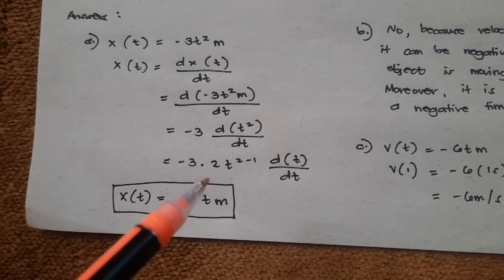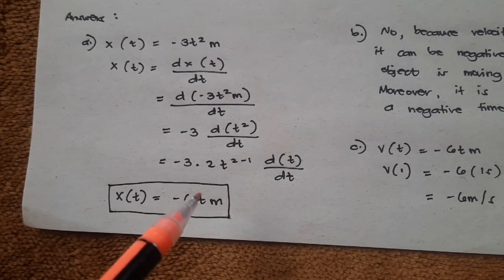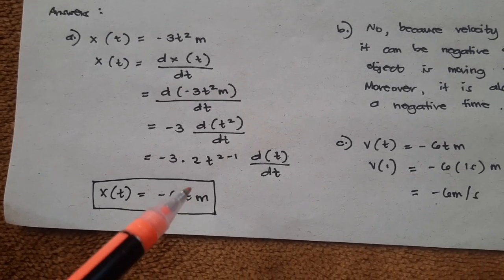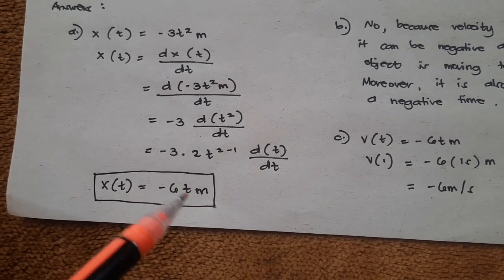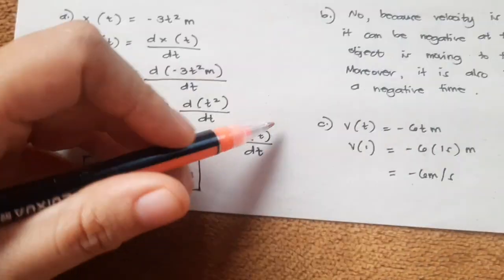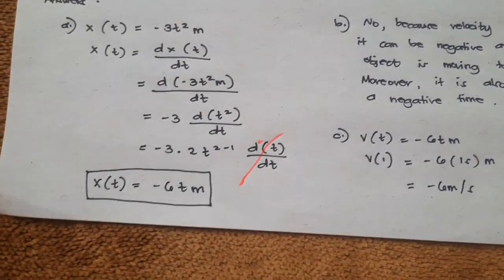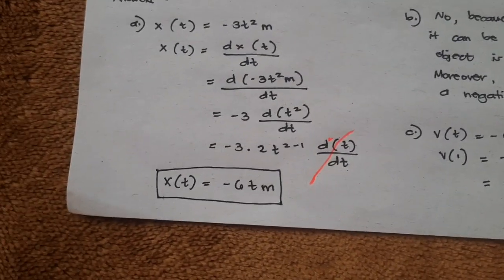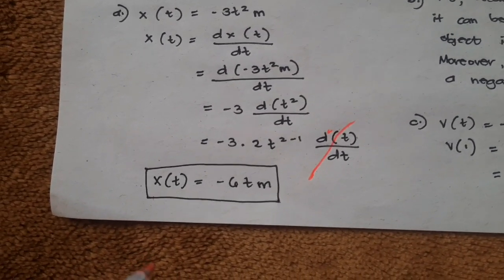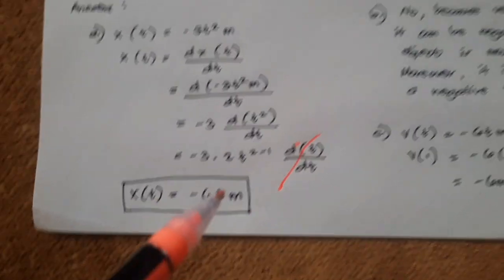Since -3 times 2 is -6, and then t, imagine that it is 1, so t to the power of 1, and then the m, the 1s cancel. So our velocity of the object as a function of time is equal to -6 tm.